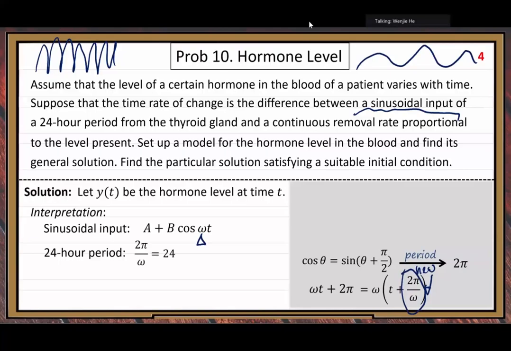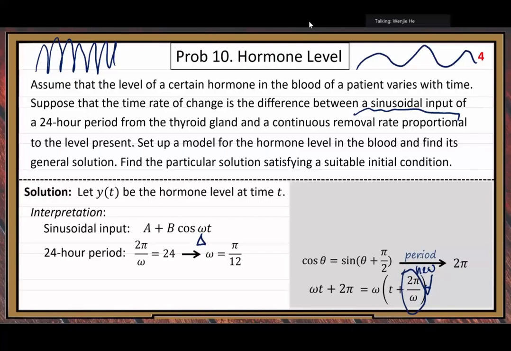So we can solve this simple equation for omega. 2 pi over omega equals 24, time unit hour. So omega should be pi over 12. The unit is 1 over hour, the reciprocal of hour. So you determine omega.